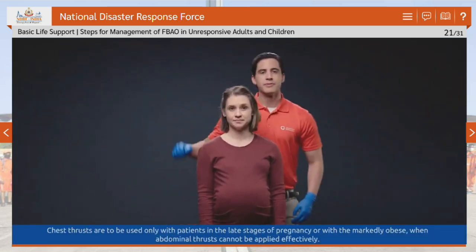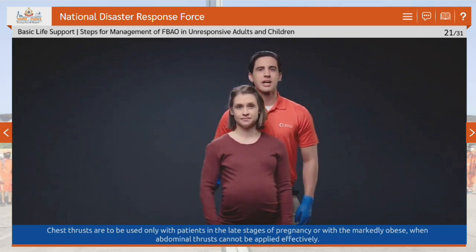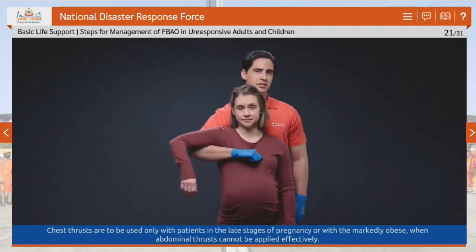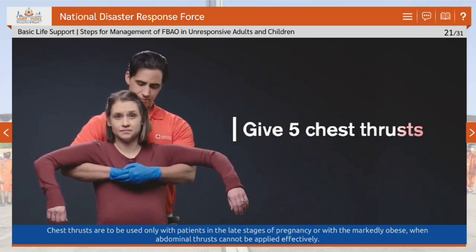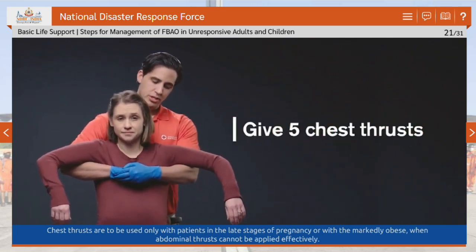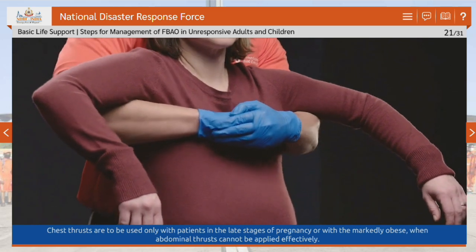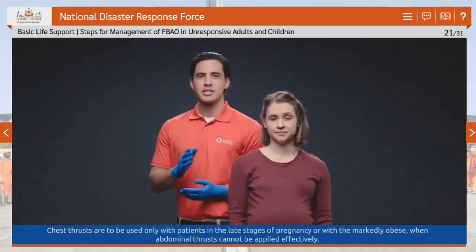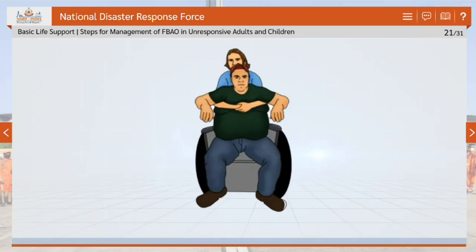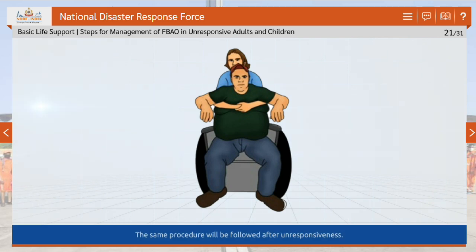Chest thrusts can be applied for pregnant or obese responsive adult with the patient standing or sitting. Chest thrusts are to be used only with patients in the late stages of pregnancy or with the markedly obese when abdominal thrusts cannot be applied effectively. Therefore, use chest thrusts for pregnant women and obese persons. Also, the same procedure used for unresponsive adults will be followed after unresponsiveness.